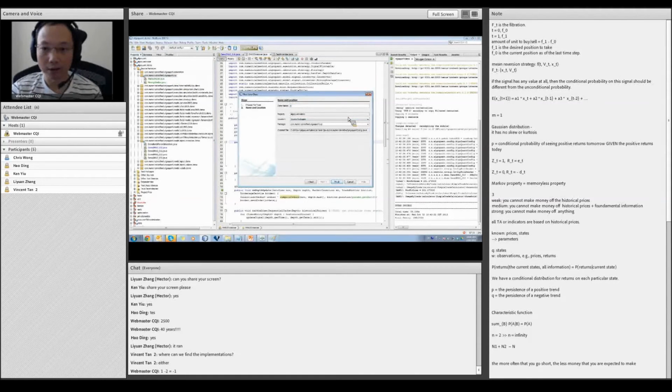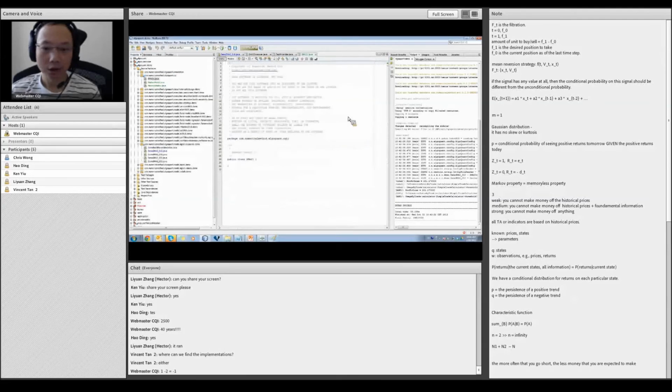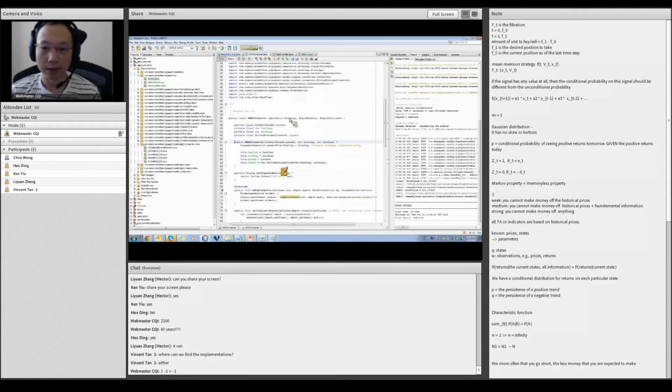So the most important function here is this. Basically, you want to compute the order based on the order book update.